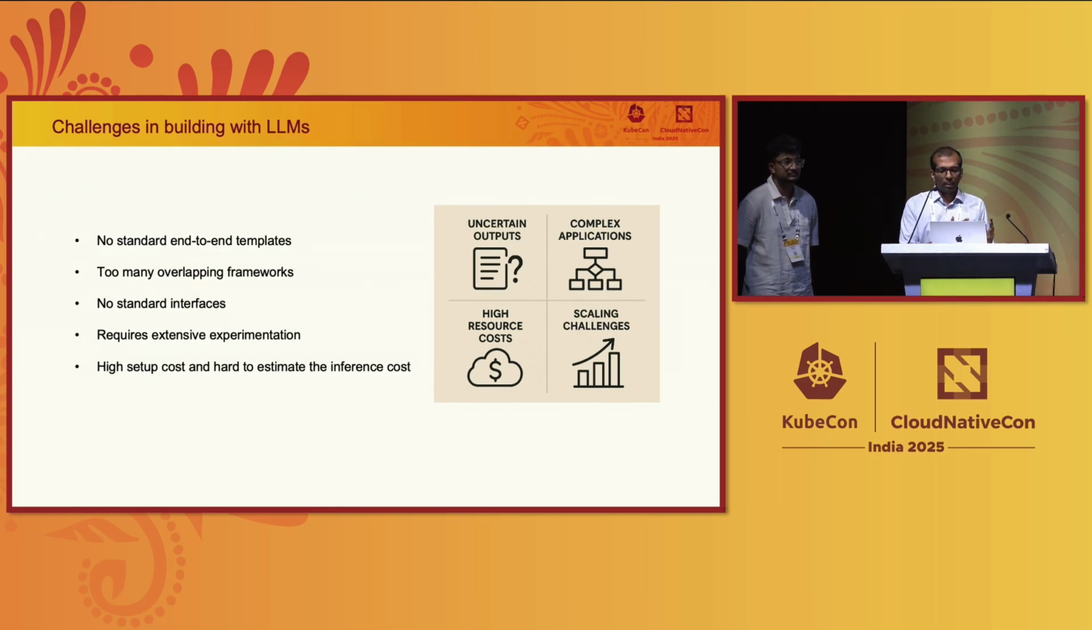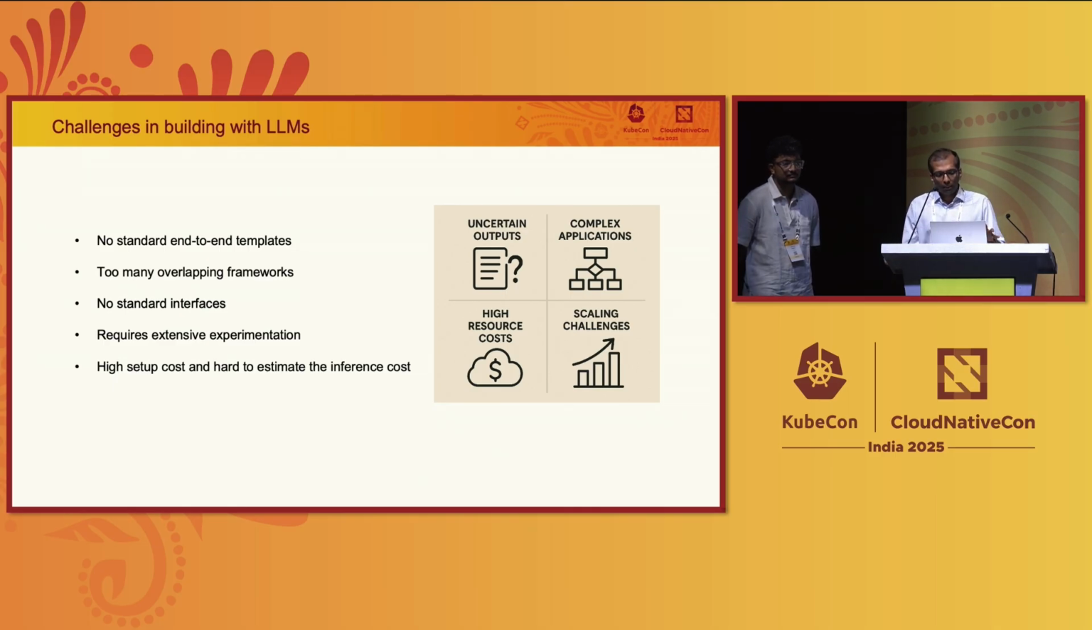And from your app layer, the primary problem is you have a wide range of use cases. You don't have a standard end-to-end template which can solve use cases. And you would have seen many blogs all around talking about too many overlapping frameworks. And there are no standard interfaces to talk to these use cases. For example, I have document summarization. What is the API that I have to call in order to make it work?